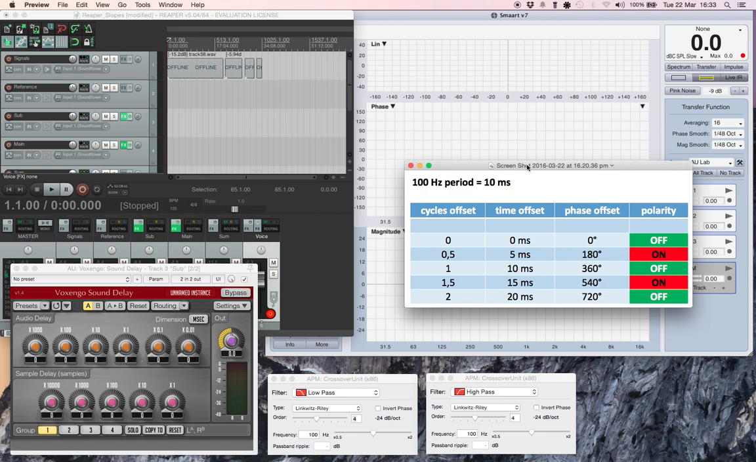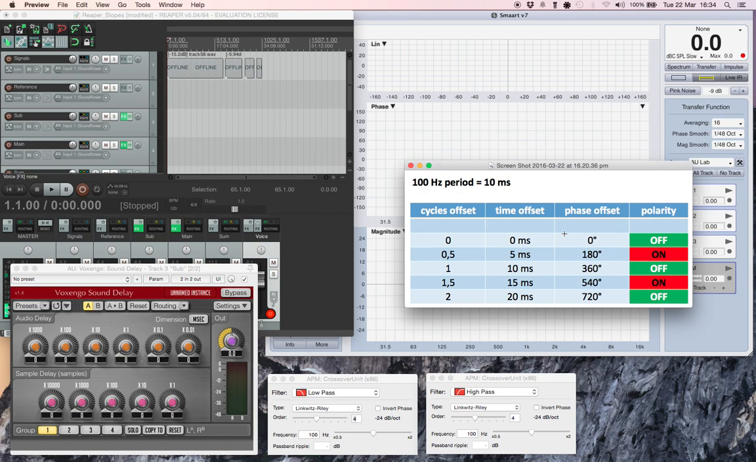And in the bottom right corner we have this table, and basically what it tells us is the amount of time offset required to introduce a certain amount of phase offset expressed in degrees. The reason I chose 100 Hertz is because it has an easy to memorize 10 millisecond period. So 0 cycles offset, that is no time offset, equals 0 degree phase offset. And half a cycle offset equals half a period, or 5 milliseconds. Expressed in phase, that would be 180 degrees of phase offset.